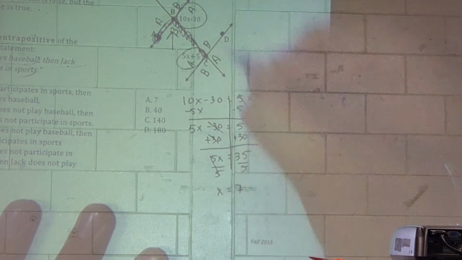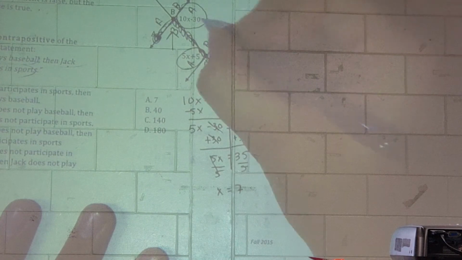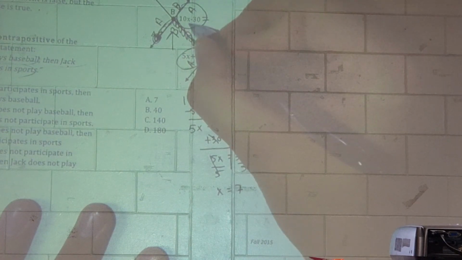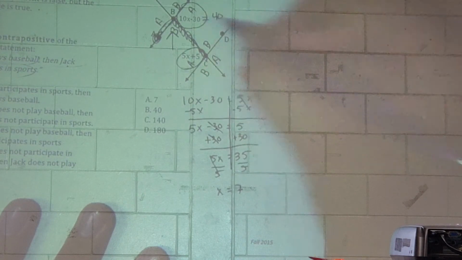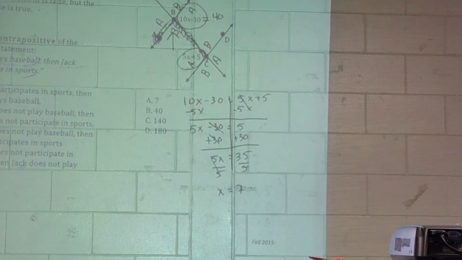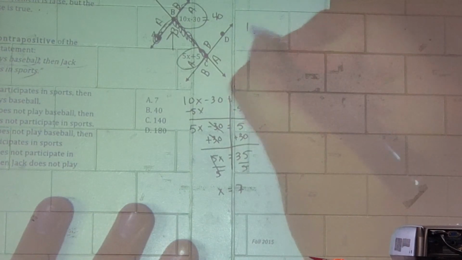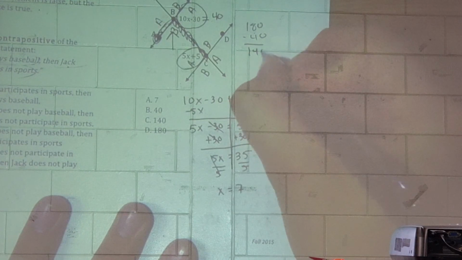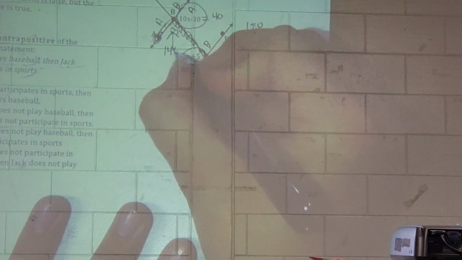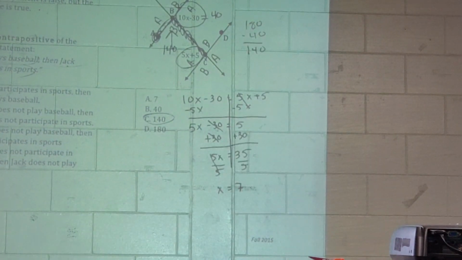So I'm going to take 7 and plug it in right here to this 10x minus 30. So 10 times 7 is 70, and 70 minus 30 is 40. And if that angle A is 40, then all the B's have to be what number? Well, they have to add up to 180, so we're just going to take 180, subtract the 40, and we find out that all the B's have to be 140. So my answer is C, 140.